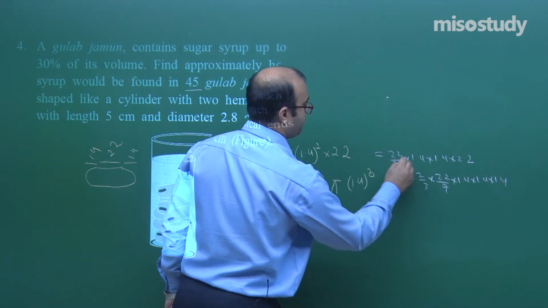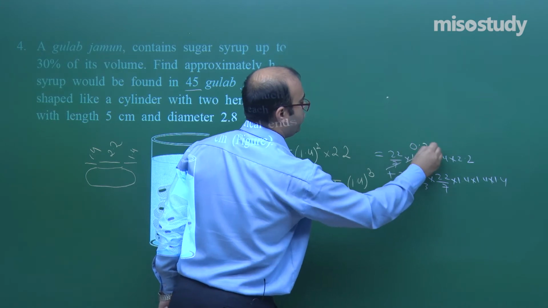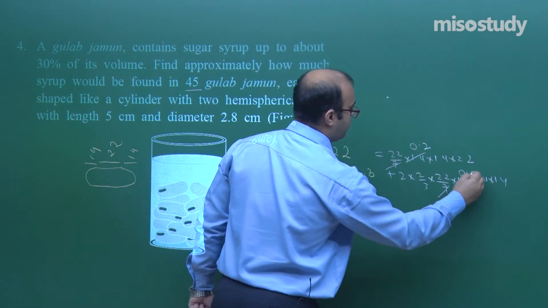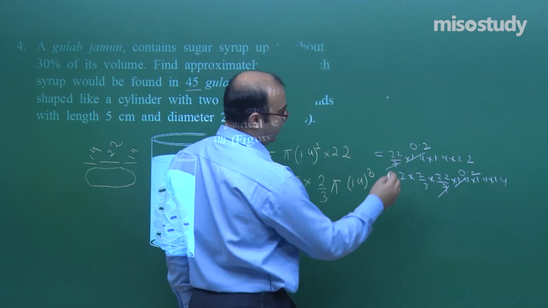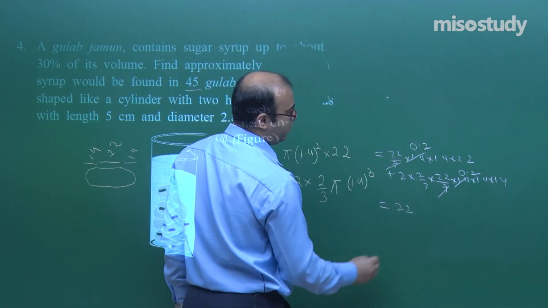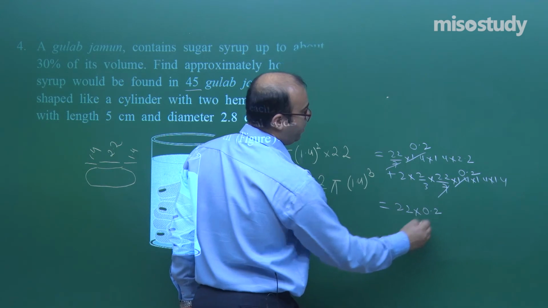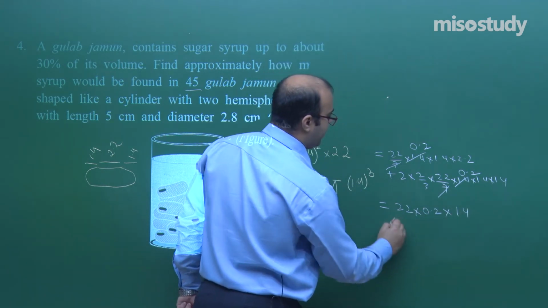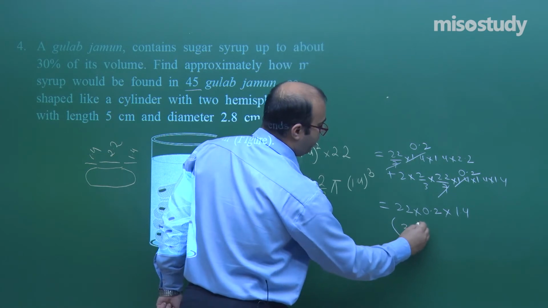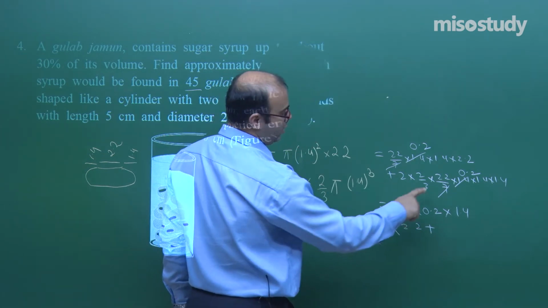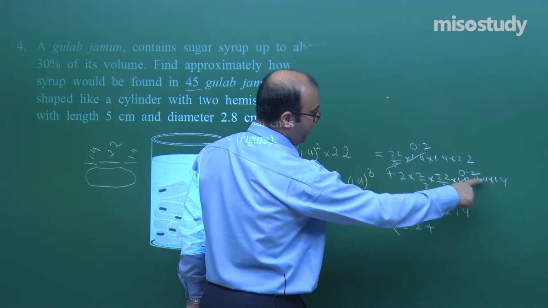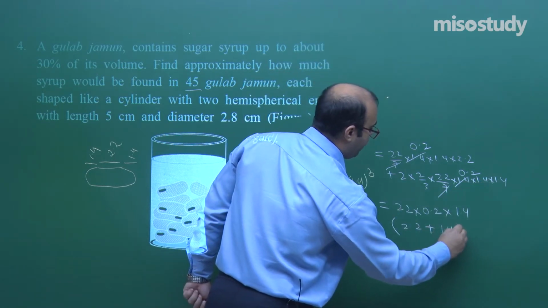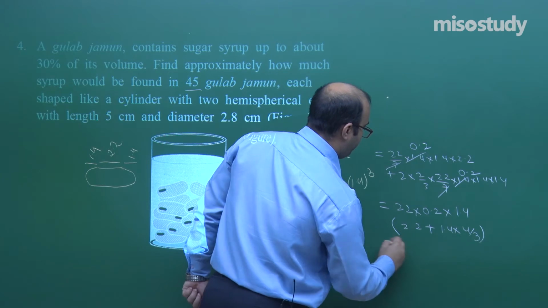So this will become 7, 0.2 is 1.4, and here 7, 0.2 is 1.4. What else can we take common? 22 we can take common, 0.2 we can take common, and 1.4 we can take common. What will remain inside? 2.2 here, and here, with 22, 0.2 and 1.4 common, 1.4 into 4 by 3. So we have to calculate this.